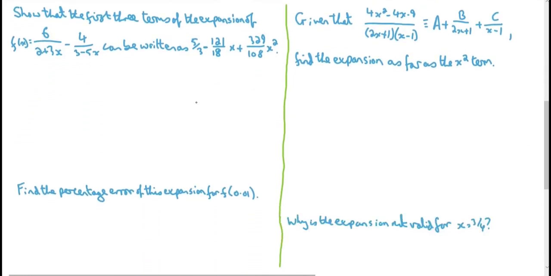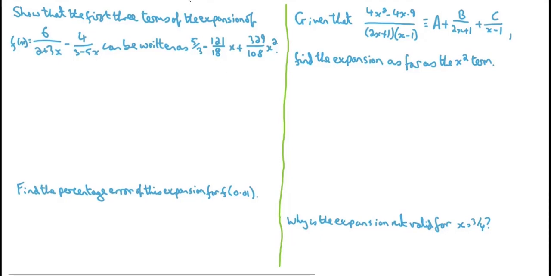So, show that the first 3 terms of the expansion of f(x) = 6 over (2 + 3x) minus 4 over (3 - 5x) can be written as 5/3 minus 121 over 18x plus 329 over 108x squared. In this case, we're going to now have another instance of combining 2 expansions together, only this time we're going to be minusing them rather than timesing.